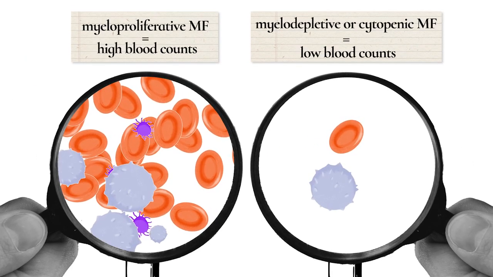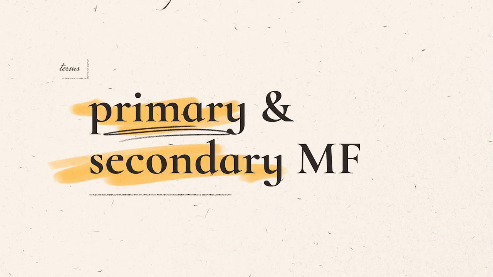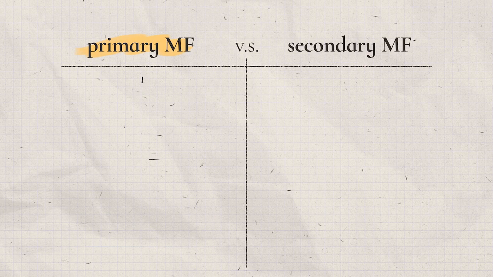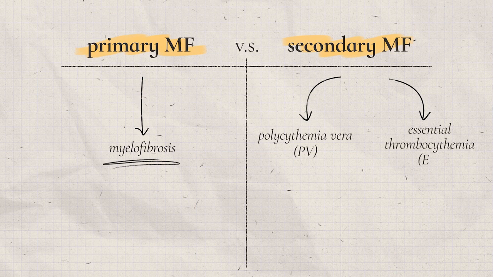There is another way that doctors characterize myelofibrosis, either as primary or secondary. Primary myelofibrosis is a blood cancer that develops on its own, whereas secondary myelofibrosis is a disease that evolves from another blood cancer a patient already has, like polycythemia vera or essential thrombocythemia.